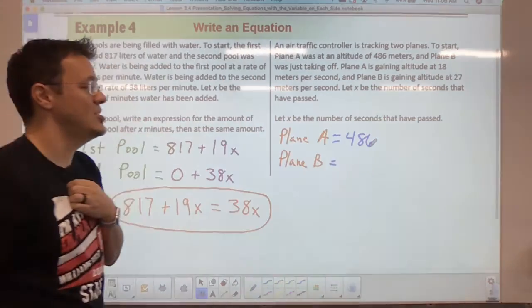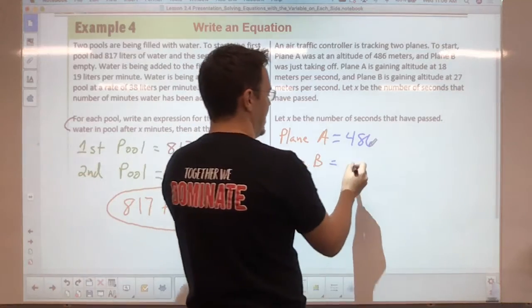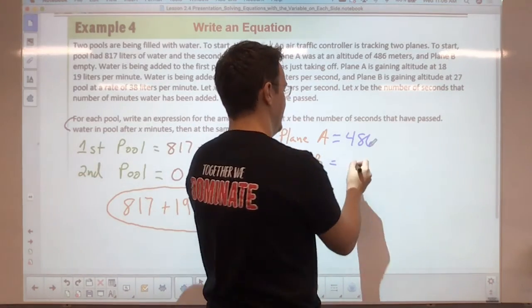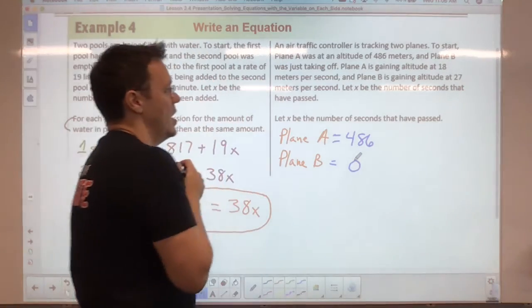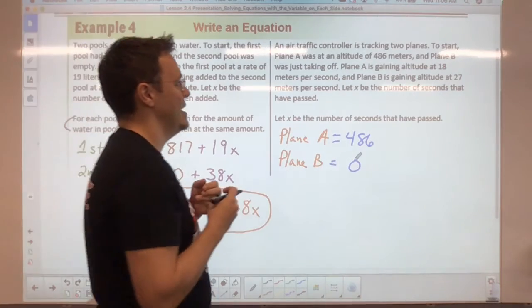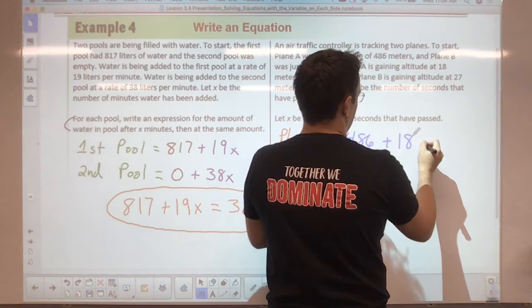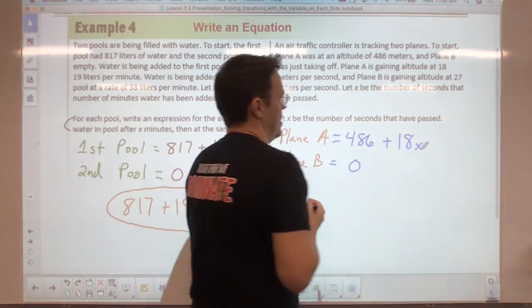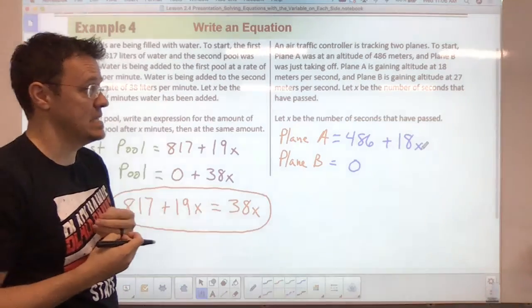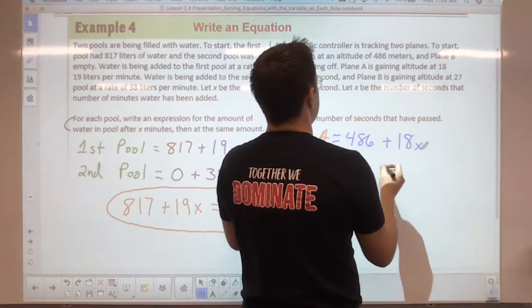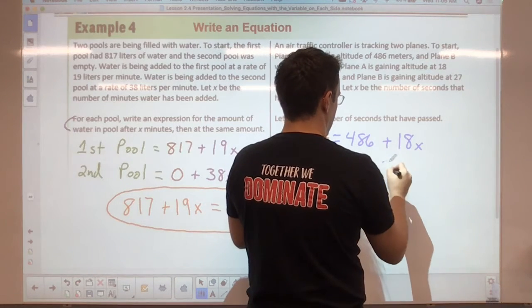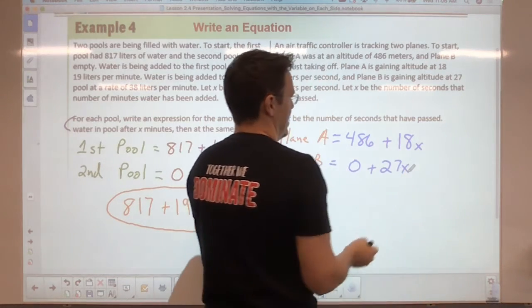Plane B is just taking off. So when you're taking off, how far off the ground are you? That'd be a 0. All right, plane A is gaining altitude at 18 meters per second. Plane B is gaining altitude at 27 meters a second.